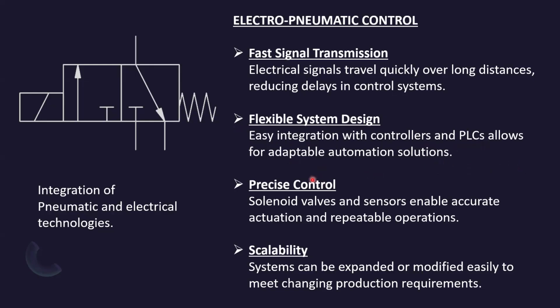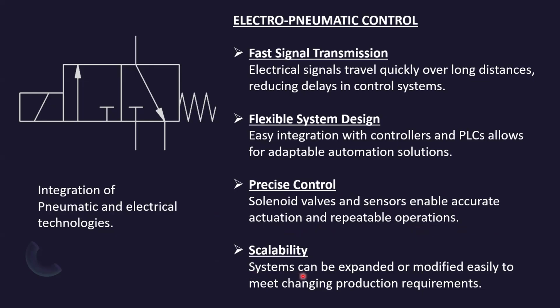All right. So now, when it comes to control, we get precise control: solenoids or electromagnets, solenoid valves, and sensors enable accurate actuation and repeatable operations. All right, as we go along, this statement again is going to make more sense because we're going to experience that. We're going to have the experiential thing going on here.